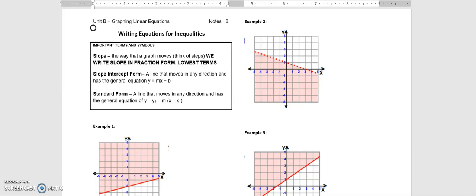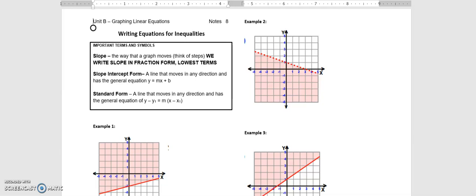So now that we have our classwork out of the way, let's take a look at the actual notes for today. So in Notes 8, we're going to be talking about writing equations from inequalities from a graph. So I actually think that this is a little bit easier than the word problems, but I wanted to start with that so we had some extra time to practice if need be.